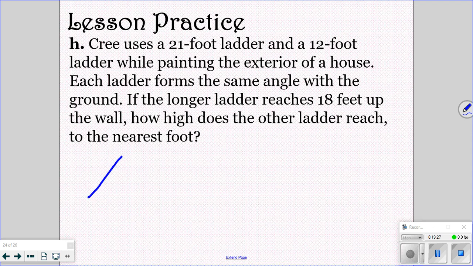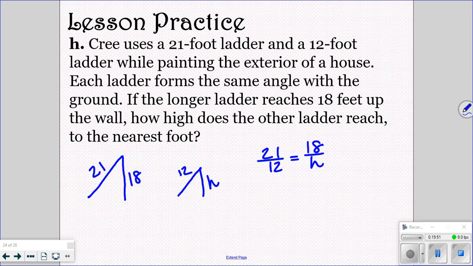So we've got a ladder, and it's a 21-foot ladder, and it goes 18 feet up the wall. And then we have another ladder that is only 12 feet, and we don't know what the height is for it. So we can set up a ratio. 21 to 12 is 18 to H. So if you divide these by 3, you'll get 7 over 4 equals 18 over H. And then you're going to cross multiply.